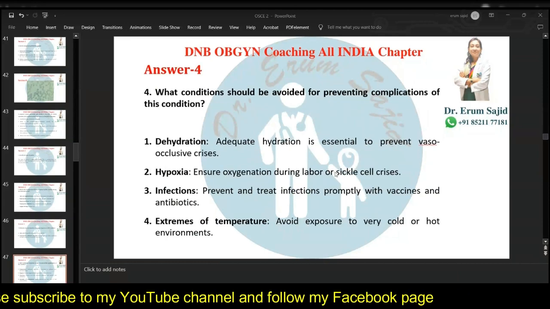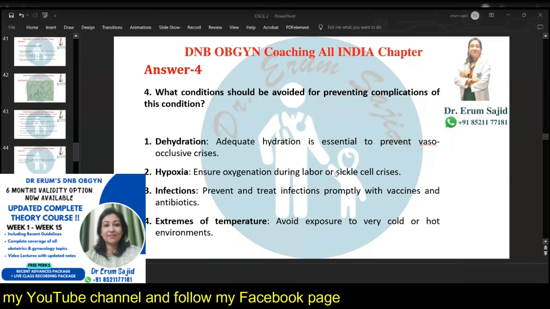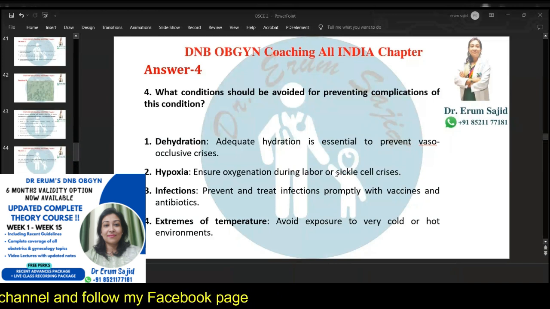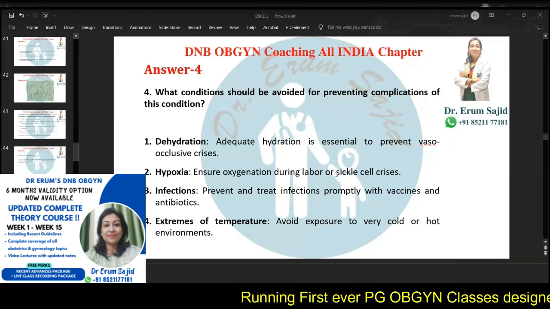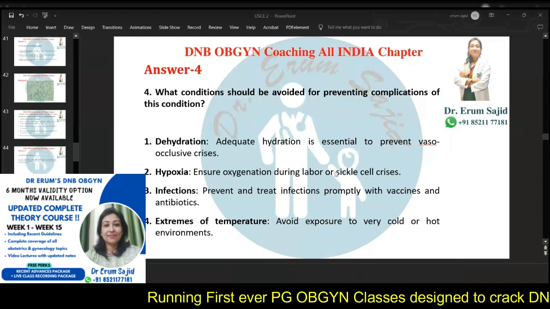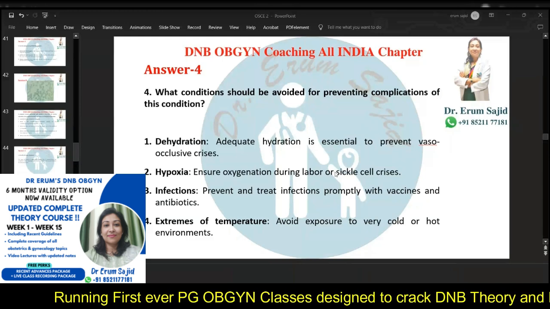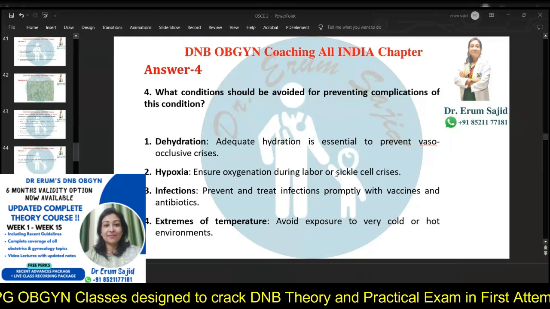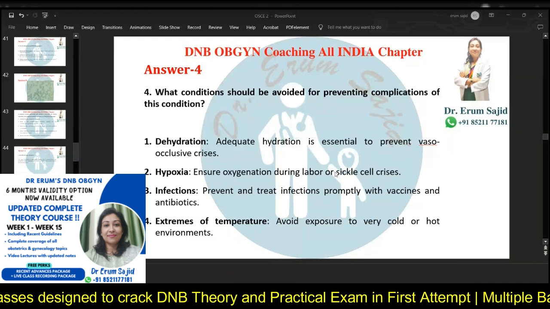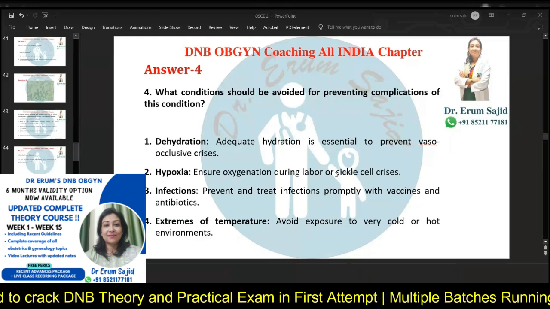Then the question was, what are the conditions that should be avoided for preventing complications? Remember, guys, sickle cell crisis is horrible in pregnancy. So that is usually compensated by hydrating the patient, oxygen supplementation, prophylaxis, and venous thromboembolism prophylaxis. So how to prevent this kind of complication? You will avoid dehydration, you will give oxygenation, you will avoid any infection in pregnancy, and extremes of temperature usually cause the sickling crisis, and you will avoid that as well during pregnancy. And that is the answer for this question.